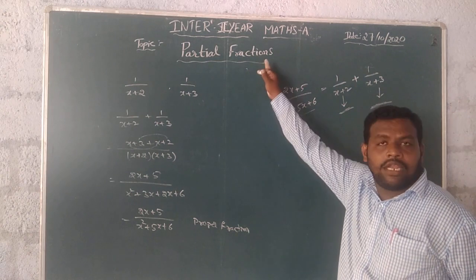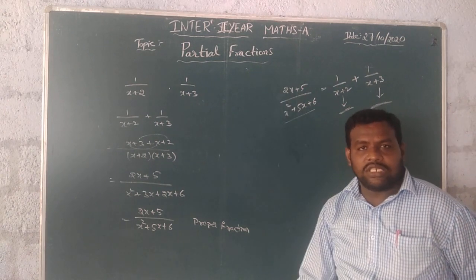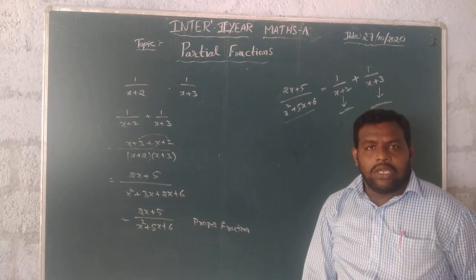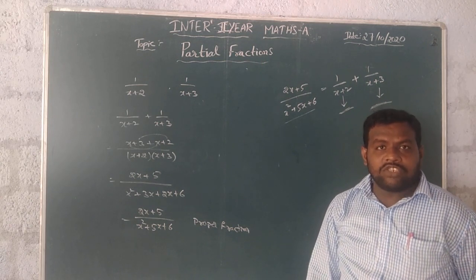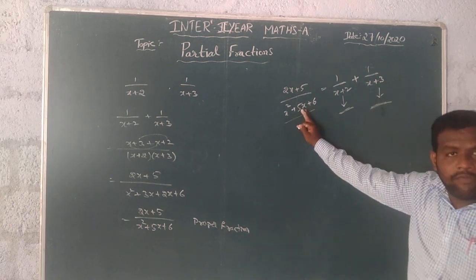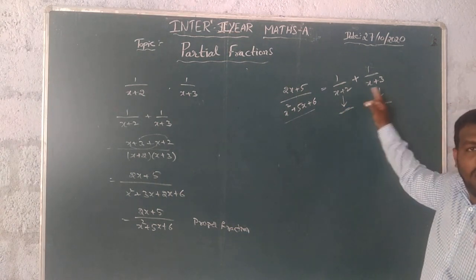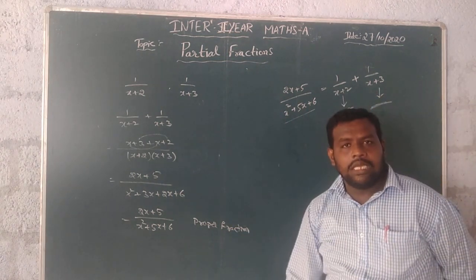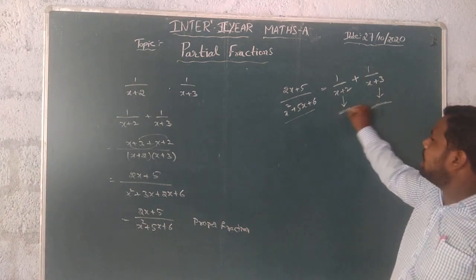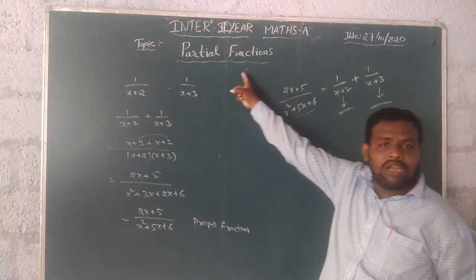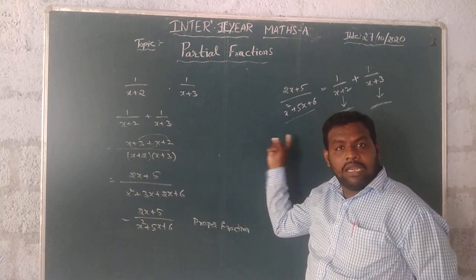That is our chapter name, partial fractions. Okay students, partial fractions mean a proper fraction can be expressed as two or more proper fractions. Each proper fraction is called a partial fraction of the given fraction.